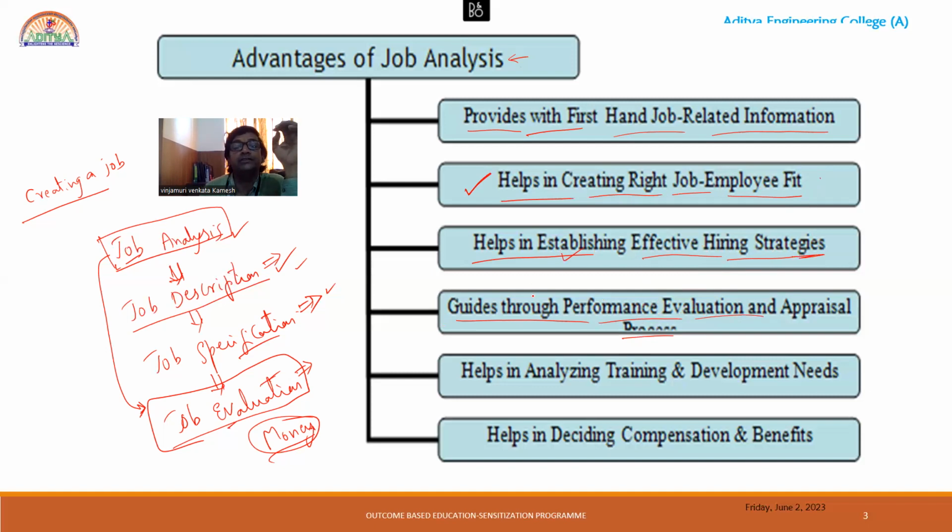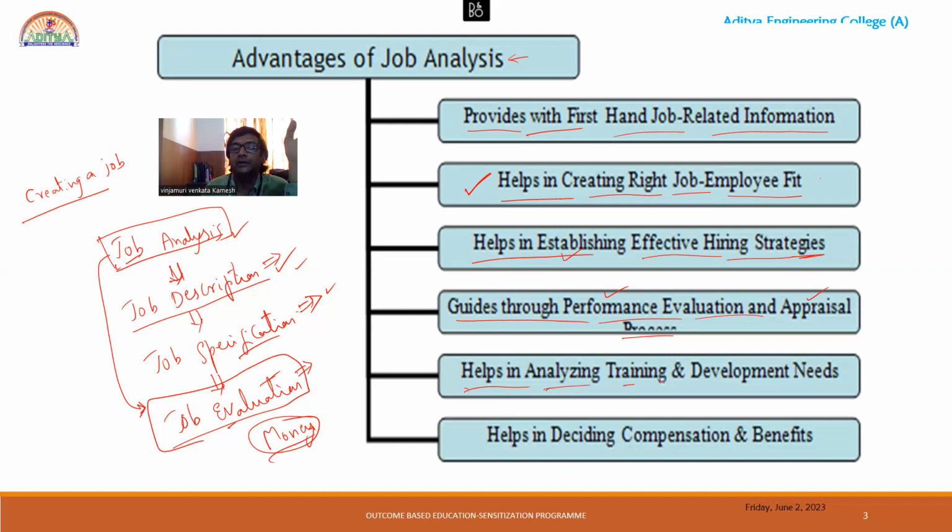It also guides the performance evaluation and appraisal process. After job analysis, if you define well what is to be done and how it is to be done, there will be some performance evaluation of the persons who already occupied the post and contributed something to the organization. How to assess their contribution? There needs to be some basis. Job analysis will give the basis. What is the worth of this particular employee in that particular job, and what is the appraisal? There will be a process. For this, job analysis is compulsory.